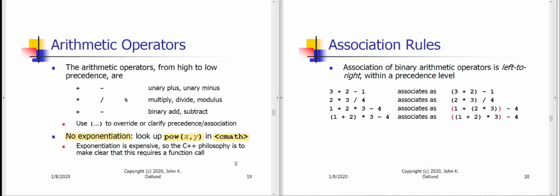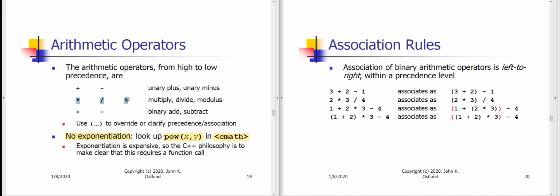One of the philosophies of C, which C++ somewhat follows, is that small operators do small operations. Exponentiation turns out to be quite expensive compared with addition and multiplication. Consequently, you are required to call a function in order to do it, so that it's clear to you that that's an expensive thing to do.